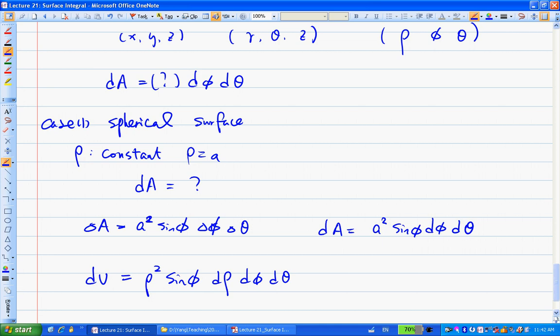If you're very comfortable with the triple integral in spherical coordinates, then when it comes to this, dA here for a spherical surface is going to be this, right?